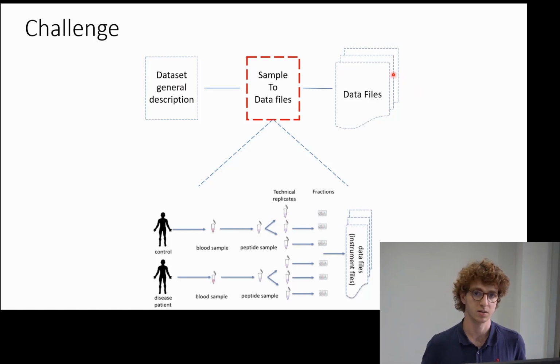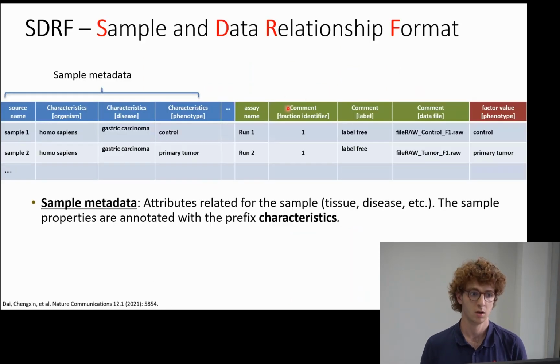And how is that already solved in the field? It's solved by using SDRF, which stands for Sample and Data Relationship Format. And there you have all kinds of different categories to annotate the data. And the data can be annotated on characteristics such as what organism, what disease, and for example, also phenotype.